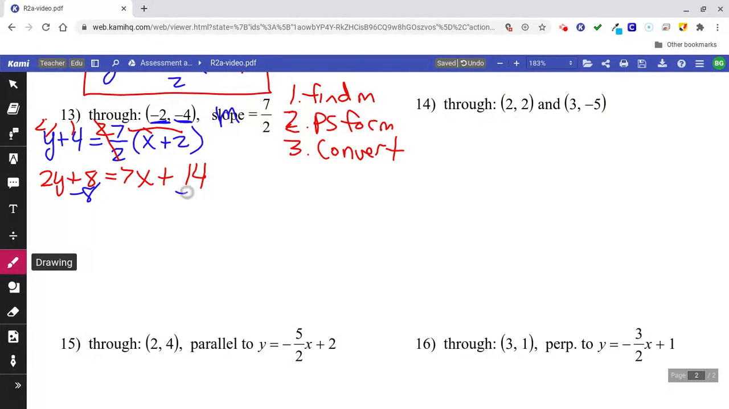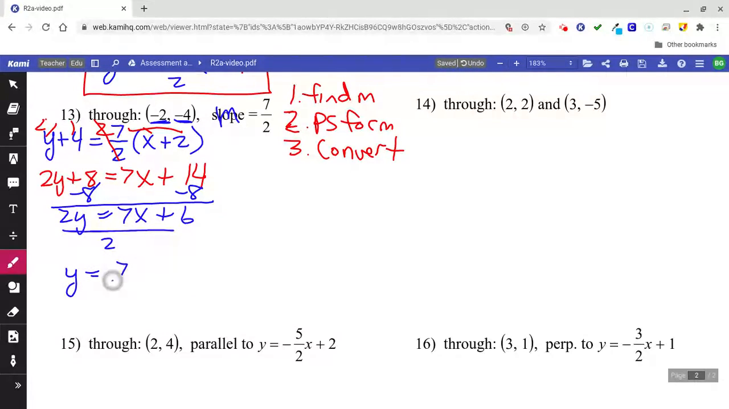Let's get y by itself now. So subtract the 8 over. You've got 2y equals 7x plus 6. And then divide by this 2. Y equals 7/2 x plus 3.